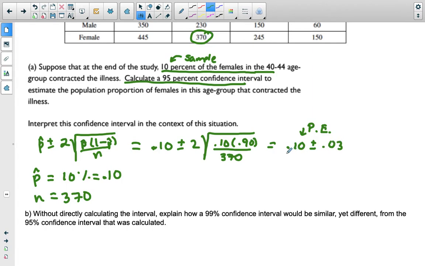So that's a 3% margin of error. So this interval, what's this look like? That means take 0.1, subtract 0.03, so that would be 0.07, and then 0.1 add 0.03, so 0.13. Okay, that's our confidence interval. That's it right there. That's our 95% confidence interval.